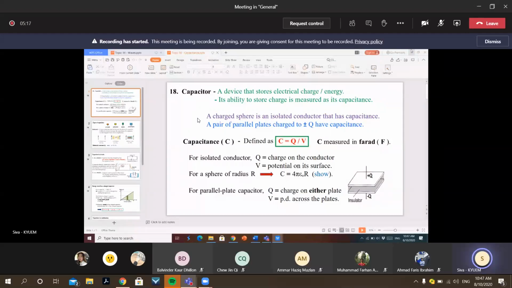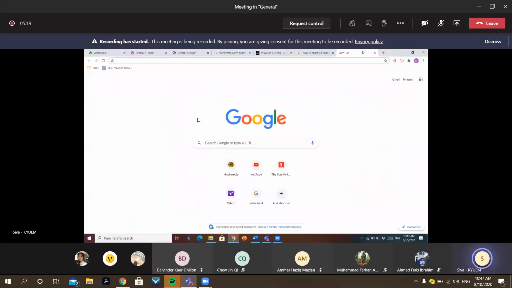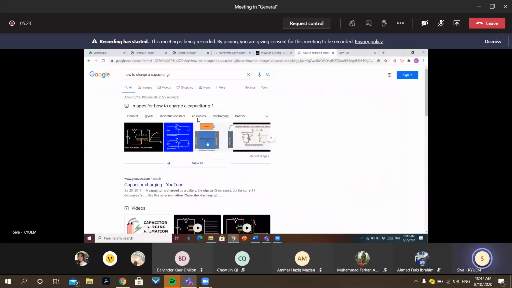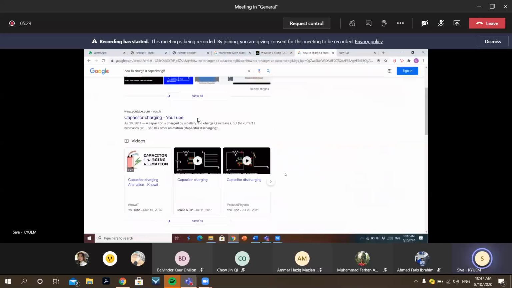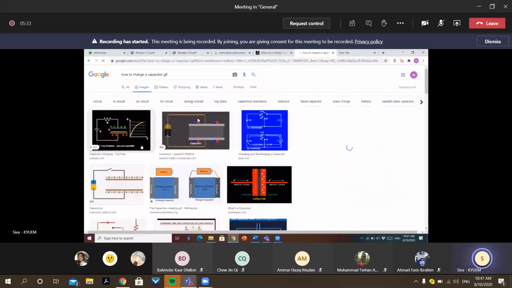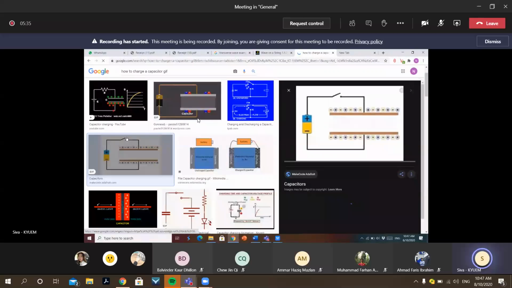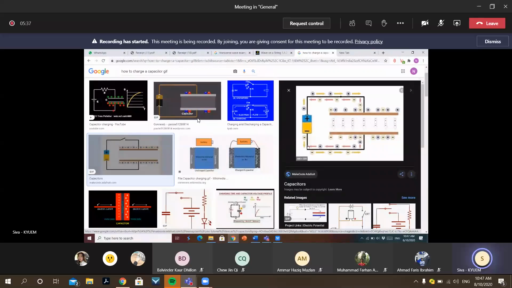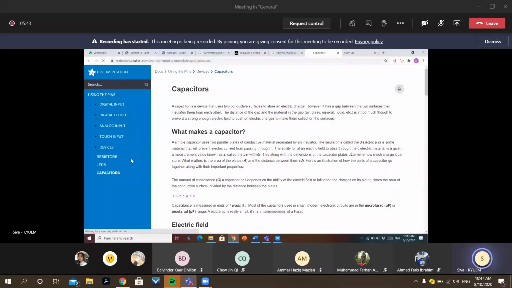Let me explain with some very simple diagrams. The symbol of a capacitor is very easy. It's just two parallel lines. So this is quite a complex thing. I don't know whether you can follow the entire thing or not. I will show you one by one.